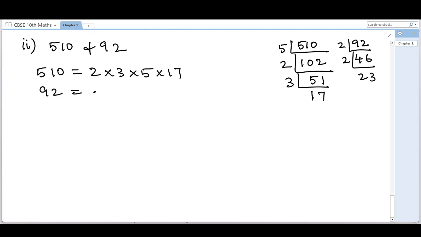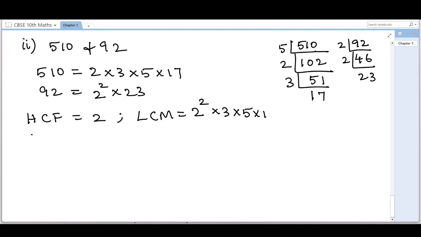And 92 is 2 square into 23. So the HCF of these two numbers is the least power of the common factor, just 2 power 1, so simply 2. And if you write the LCM, we have to write the highest power of the common multiples. So 2 square into 3 into 5 into 17 into 23, which is equal to 23460. And if you multiply the two numbers, you will be resulted with 46920.